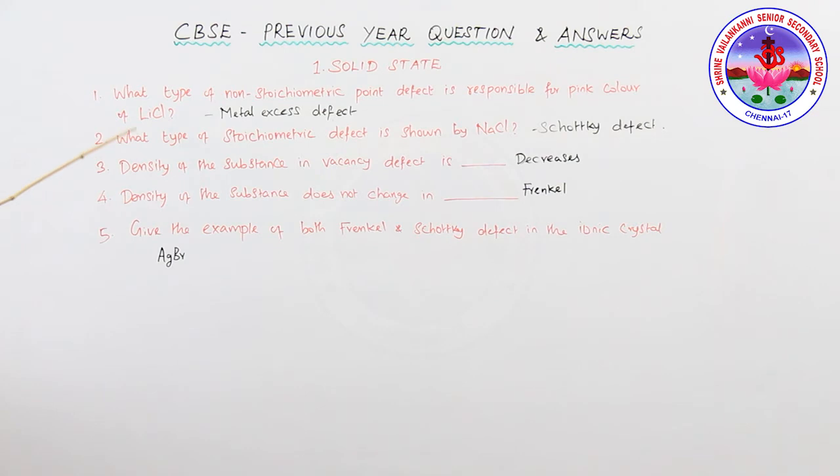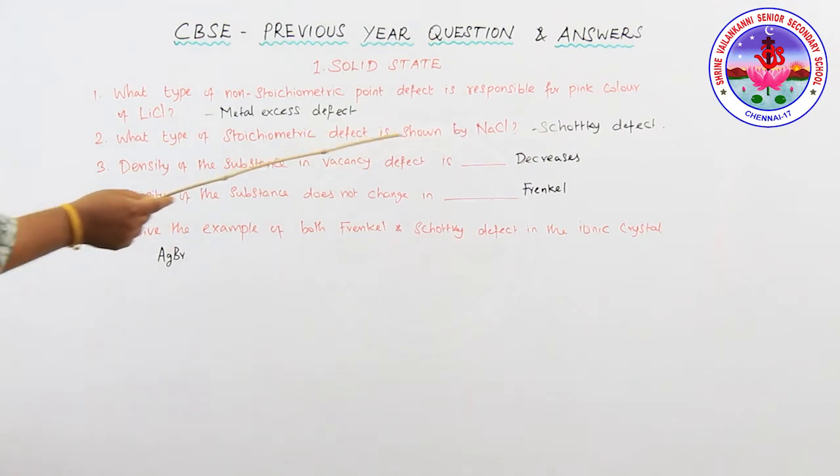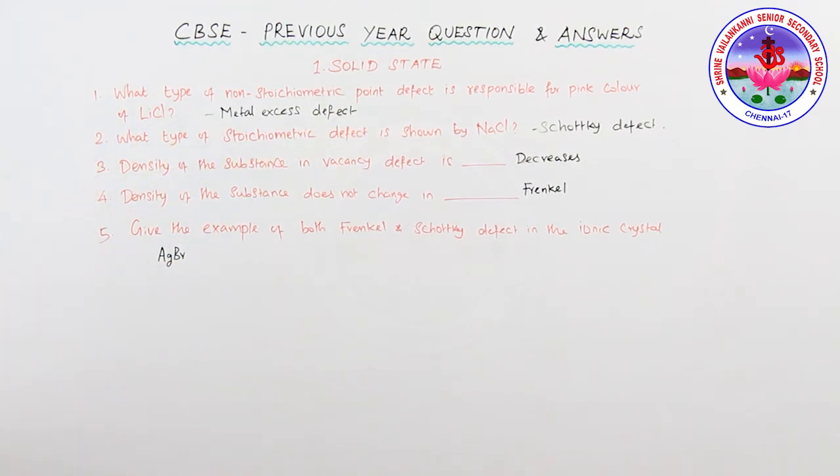So when crystals of lithium chloride are heated in an atmosphere of sodium vapors, what happens? The cations are deposited and the anions usually diffuse to the surface. That is why lithium chloride shows the metal excess defect. So the answer is what? You have to write metal excess defect. Then the second question, what is the type of stoichiometric defect shown by NaCl? NaCl, you know that very well, that is the Schottky defect. One of the examples given is NaCl.